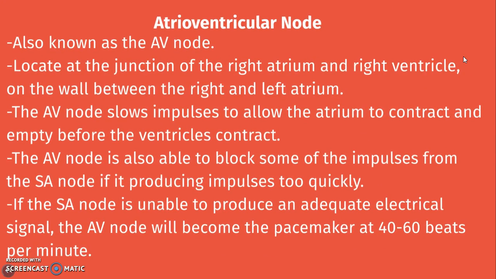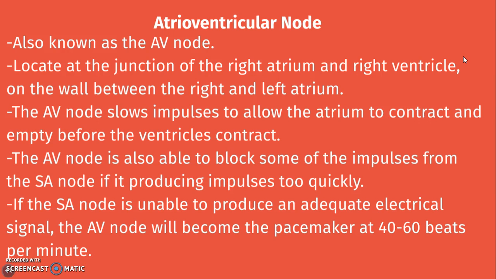After the electrical impulse is produced by the SA node, it travels down the right atrium to the atrioventricular node, or the AV node, which is located at the junction of the right atrium and the right ventricle on the wall between the left and right atrium. When the electrical signal reaches the AV node, it is slowed down just enough to allow the atrium to empty and the ventricles to fill.